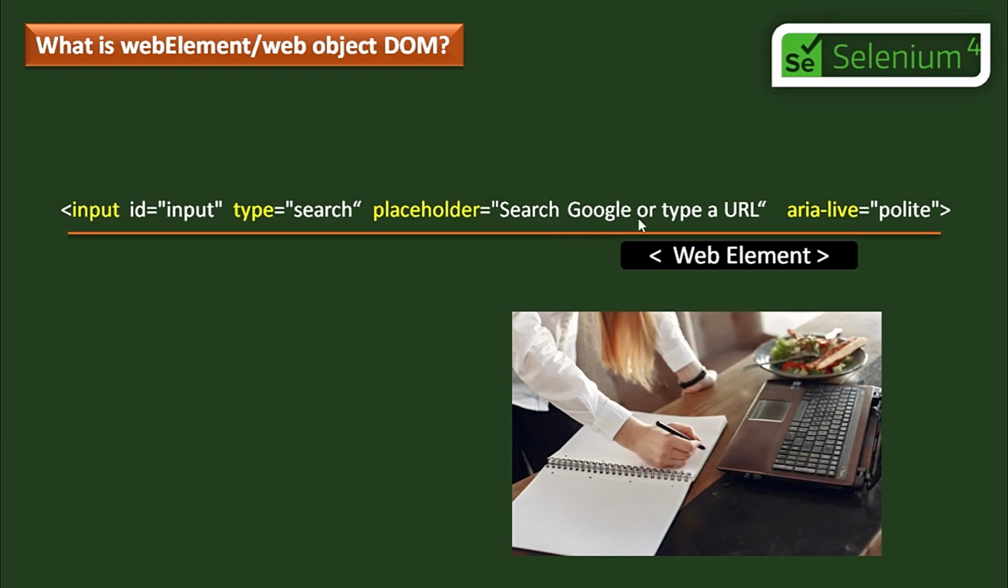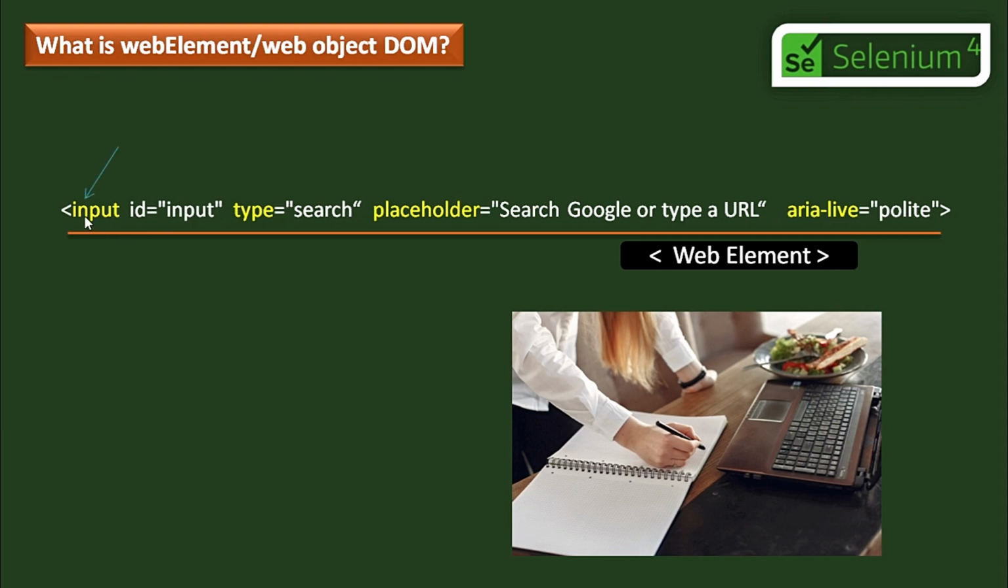All web elements start with the less than symbol and close with the greater than symbol. Whatever is within the less than and the greater than symbols, we call completely the web element. This is one single web element which is present on the DOM. Now let's understand the properties of this web element.